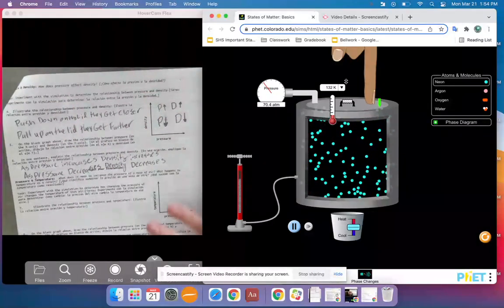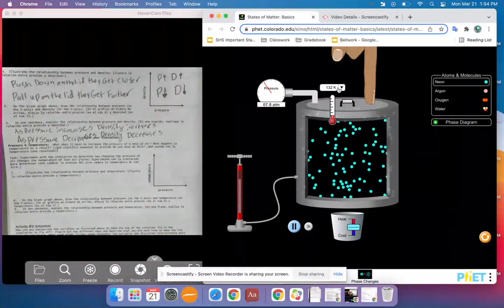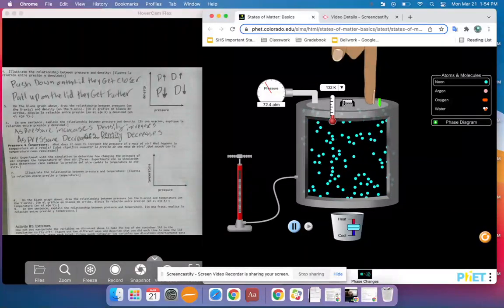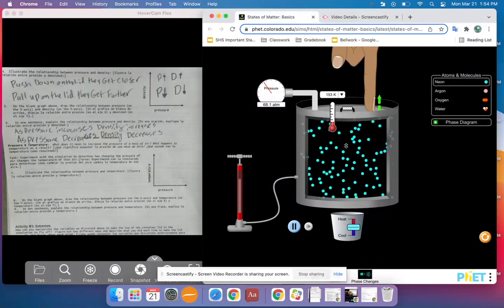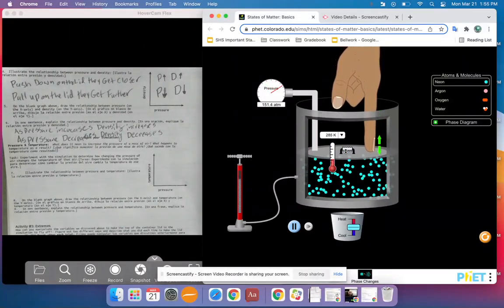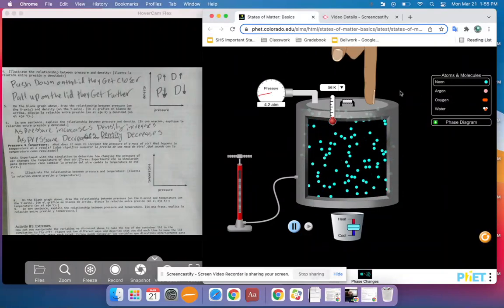Now, the last thing I want us to look at is what happens to temperature when I change the pressure. So we need to look closely at the temperature here. Right now it's 132 Kelvin. I'm going to push down, and what I start to see is that it's going up. Now it's 230, 240, 260, 280 Kelvin. Oop, I made the lid fly off.